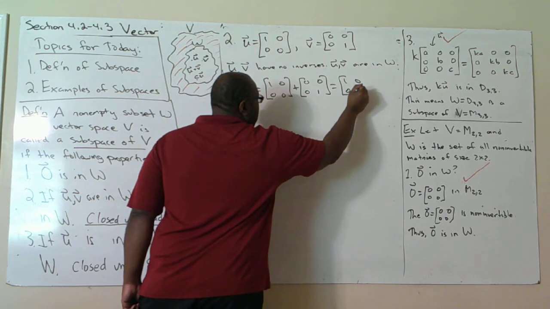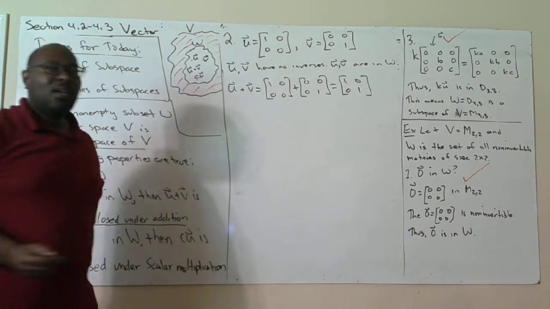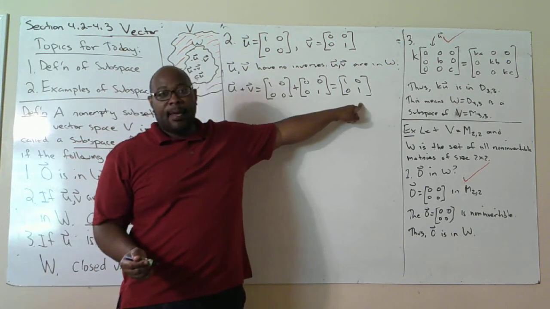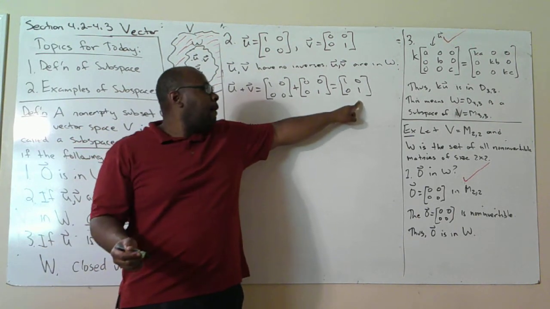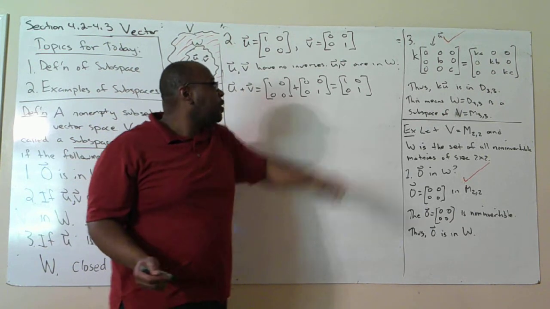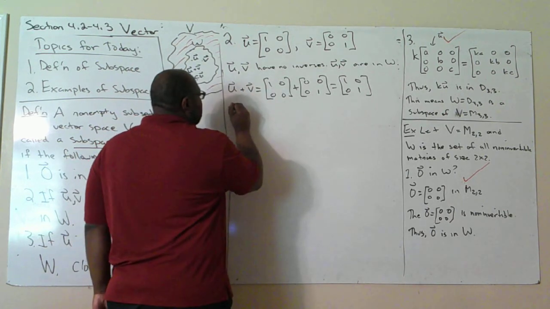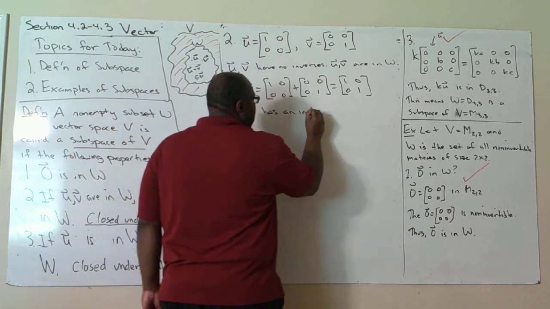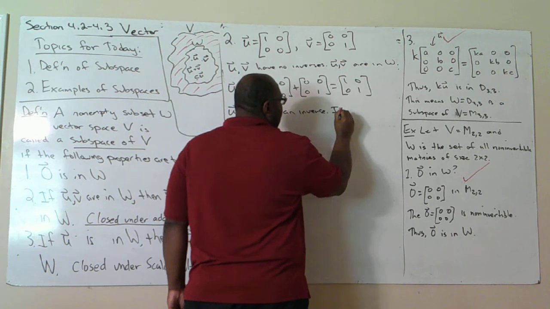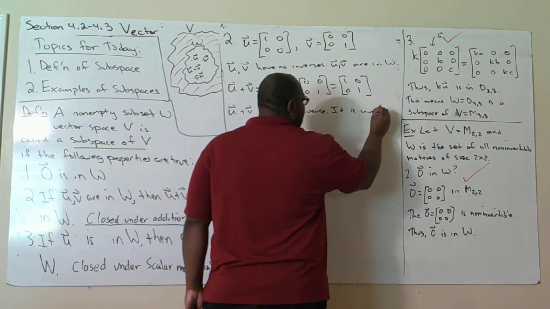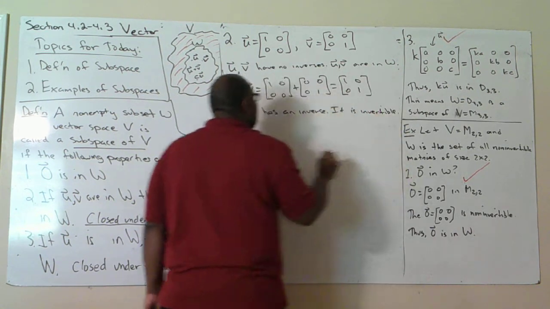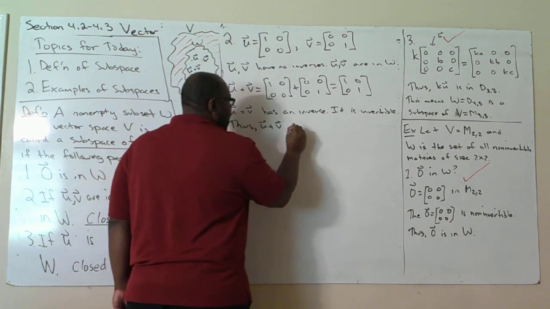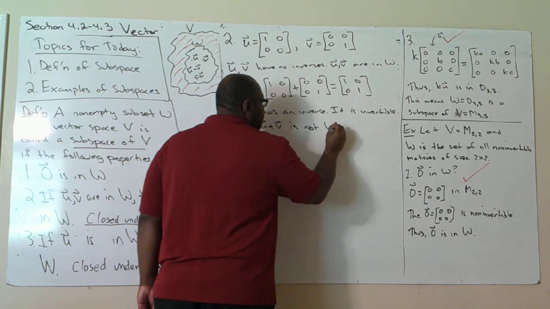One, zero, zero, one. Does this have an inverse? Yes, it does, right? This is the identity. It has an inverse, which is itself. Okay? So this has an inverse. U plus V has an inverse. It is invertible. Thus, U plus V is not necessarily in W.